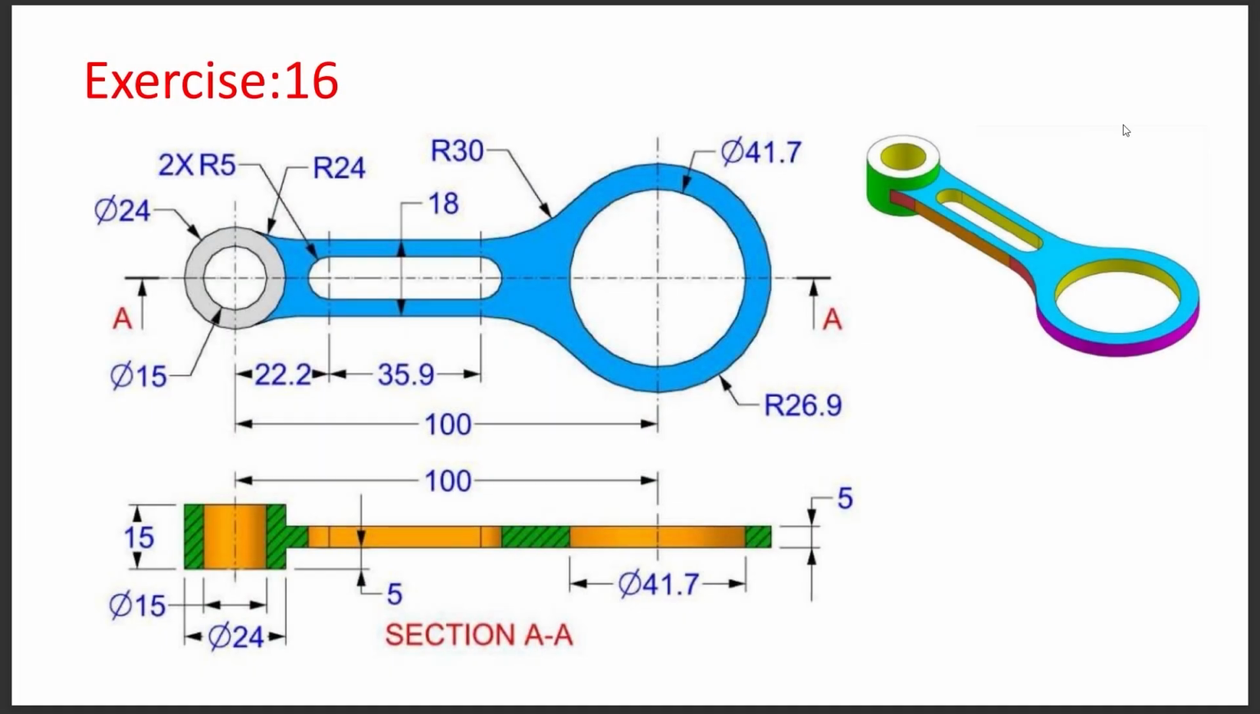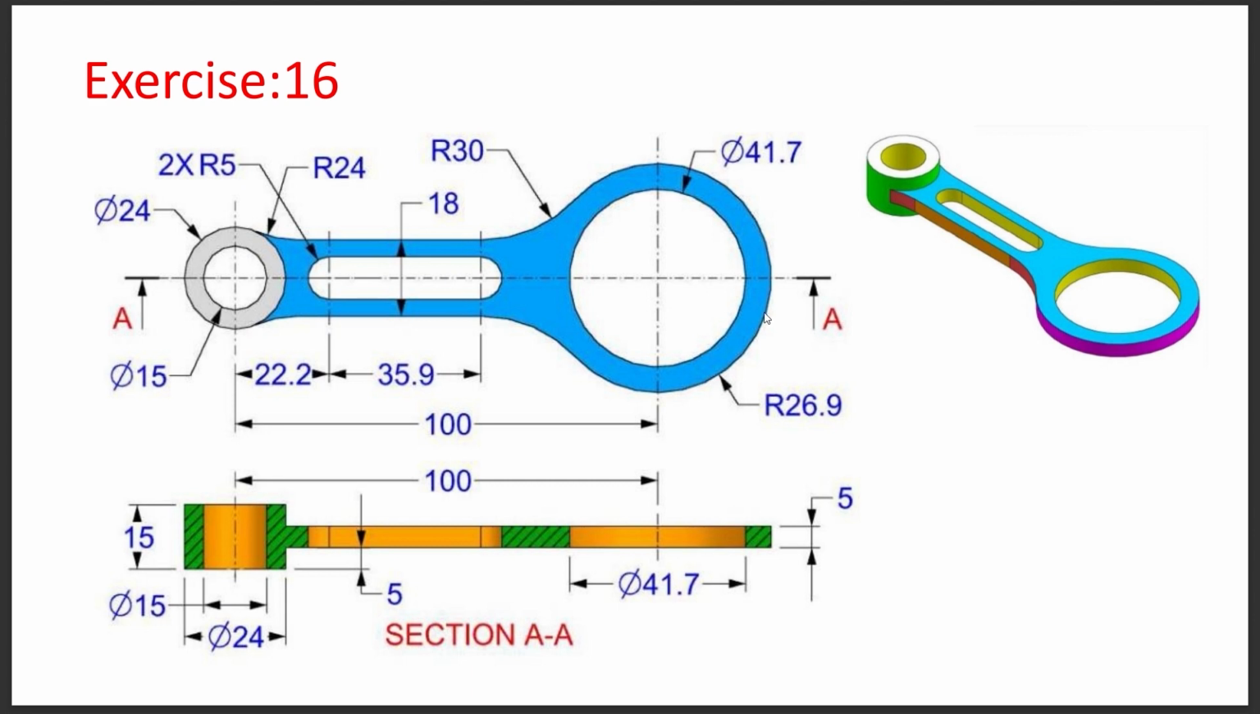Hello viewers, this is the 16th exercise and we'll be modeling this one using Autodesk Fusion 360. You see we have three different views. This is the top view, this is the sectional one, and this is the alternative one. It is evident that we can start the model from the top plane only.